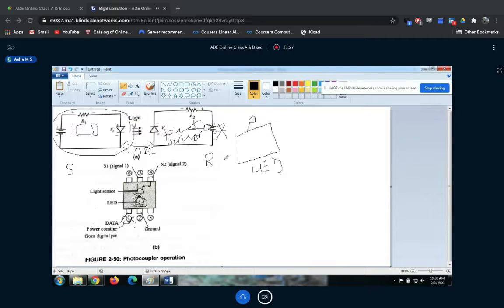Now, did you get the working of this optocoupler? Very easy, right? All you need to understand is the working of the photodiode as well as the LED. You just club those things together and write it. So guys, module 1 of ADE is very easy, right? Right?